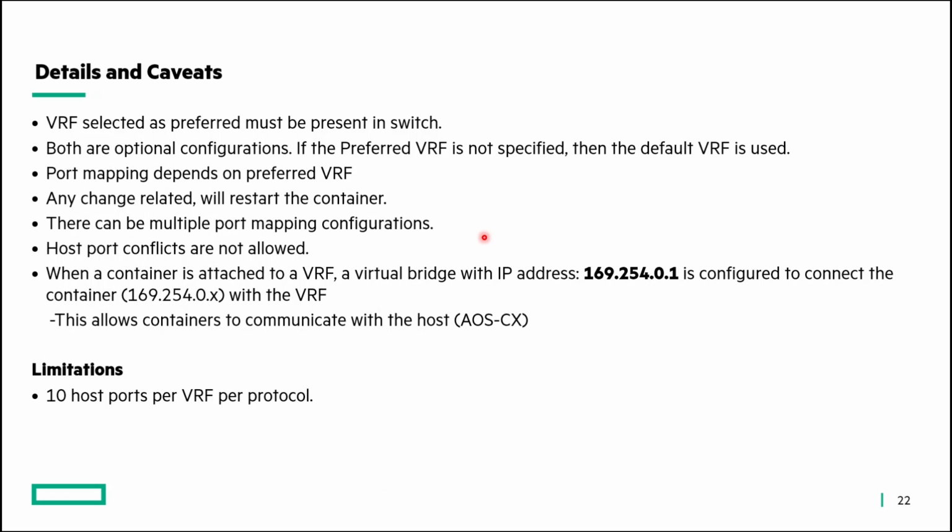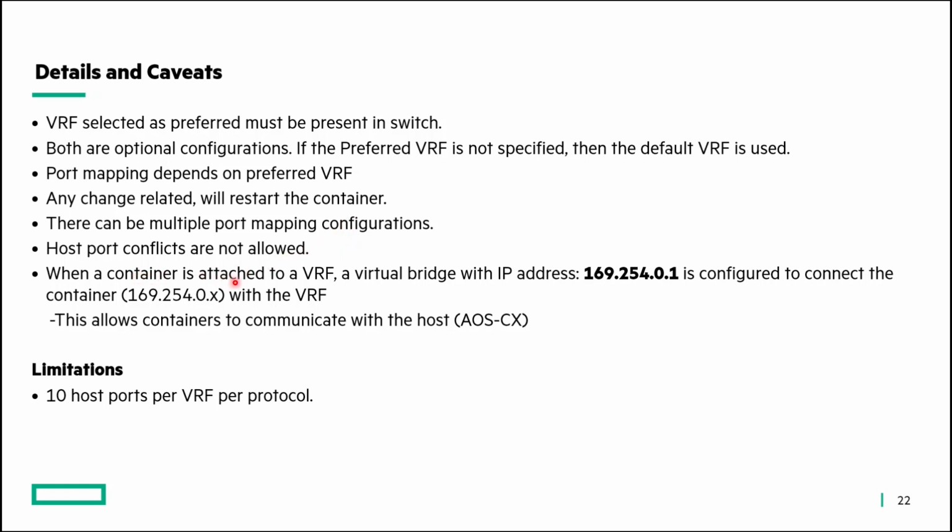A few more things to highlight in the details section: the VRF selected as preferred must definitely be present in the switch. If the preferred VRF is not specified, then the default VRF is used. Once you use this VRF configuration, port mapping entirely depends on the preferred VRF. Any change related to it will restart the container. There can be multiple port mapping configs, and we have to make sure that you don't allow any host port conflicts.